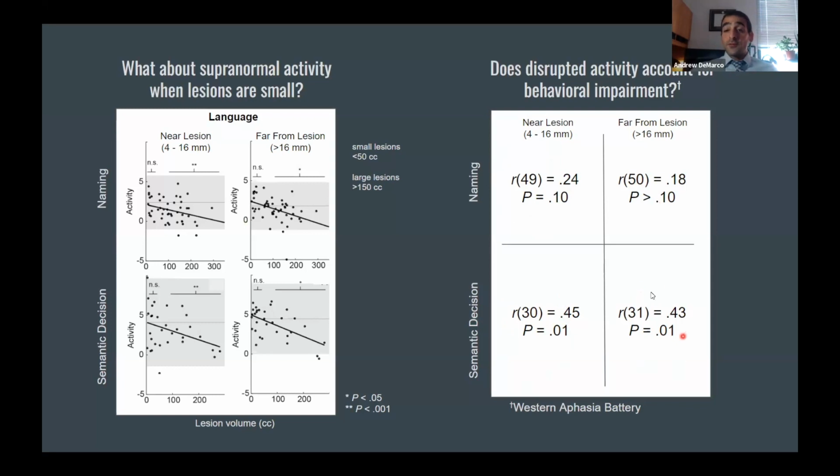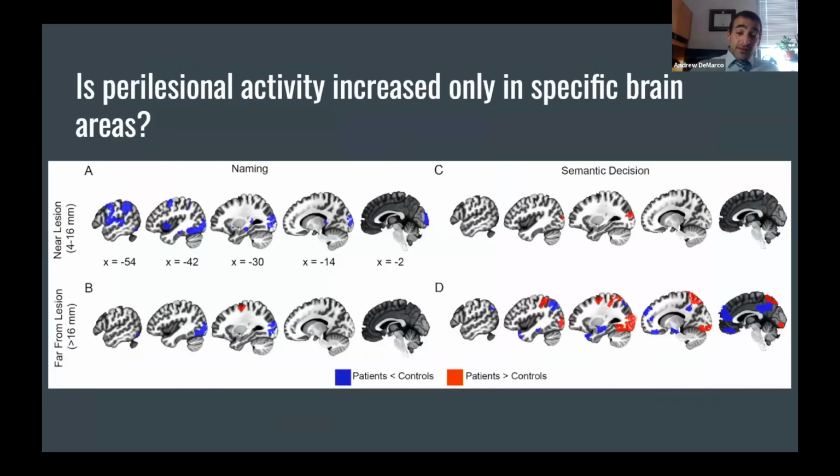And again, far from the lesion, there's also a relationship between the amount of activity in each patient and their aphasia quotient, some behavioral measure of their language ability, independent of lesion size. So that's most of our analyses. We have one more here, and we wanted to say, okay, is there perilesional activity increase, but it's maybe not everywhere in the brain, it's only in a specific region.